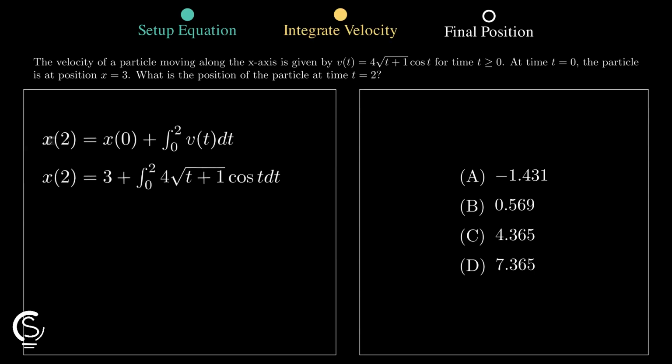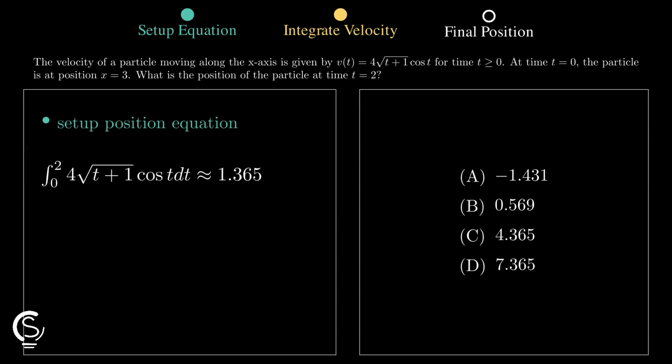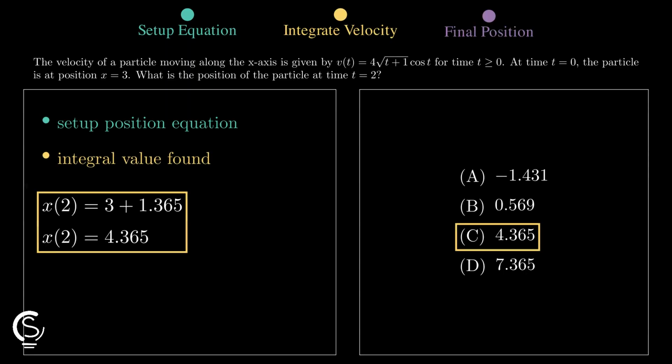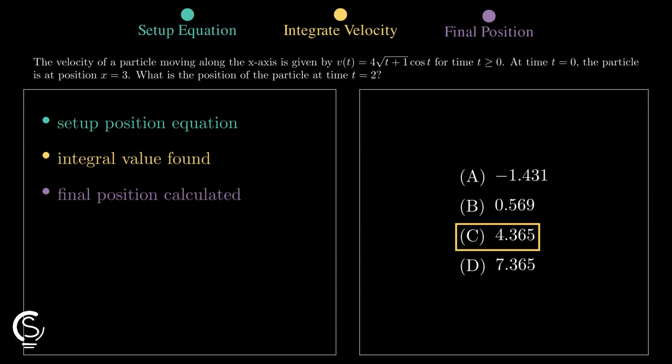Since this integral is complex, we use a calculator to evaluate the definite integral of the velocity function over the interval from 0 to 2, yielding approximately 1.36. Finally, we add this displacement to our initial position of 3 to find the particle's location at time 2, which gives us 4.365. Let's go!